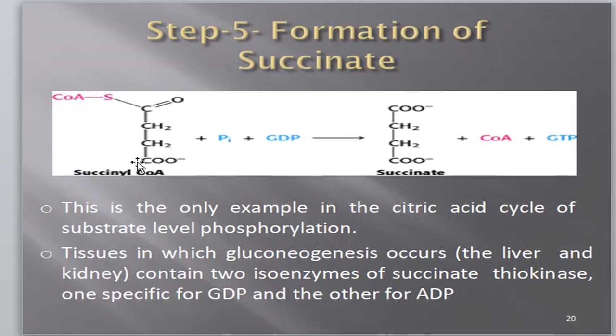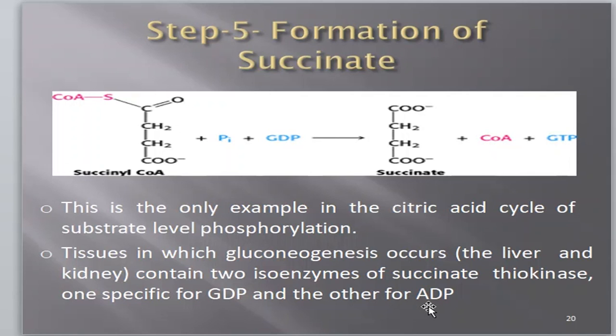Here we can see Succinyl CoA. The CoA bond is removed. The CoA is removed from the Succinyl CoA and the energy stored in this molecule is released into GDP. GDP is converted to GTP. This is the only example in the citric acid cycle of substrate level phosphorylation. Tissues in which gluconeogenesis occurs contain two isozymes of succinate thiokinase. One isozyme form is linked to GDP and another isozyme form of succinate thiokinase utilizes ADP as the cofactor.